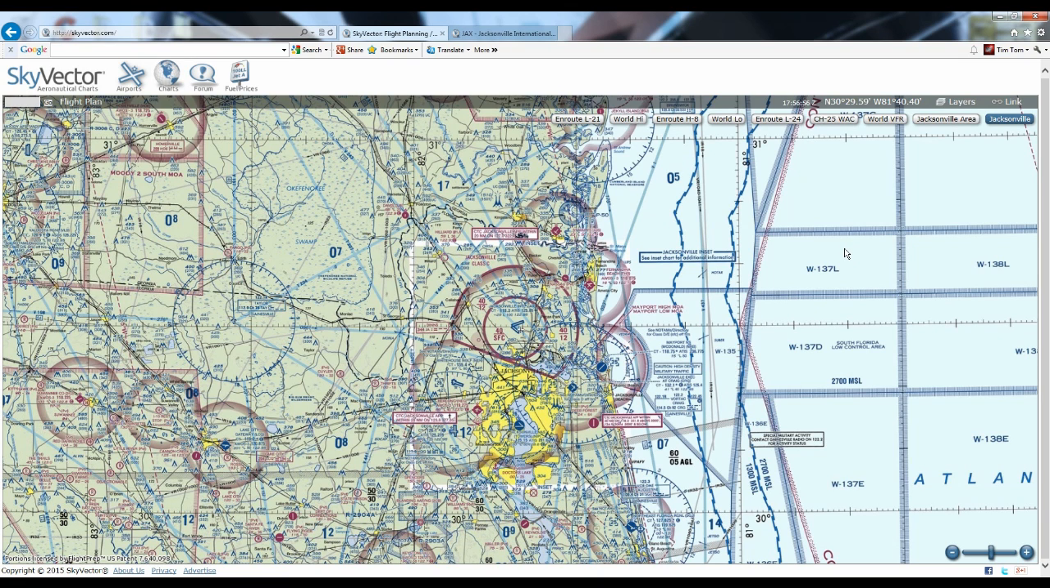So what's the sectional chart depict? Well, the sectional chart depicts everything. It shows you where airports are, where towns are, cities are, airspace, all sorts of stuff. This is the type of chart you would use if you were flying VFR. IFR would use the low en route charts that we've discussed earlier. So let's go over the things on a sectional chart.